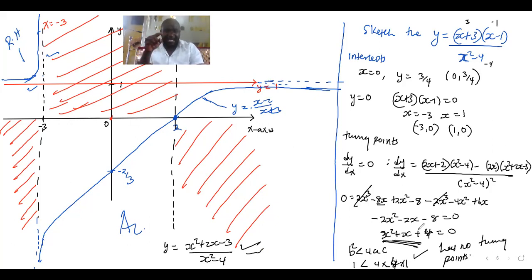If the question said, show that it has no turning points, just investigate: is b squared less than 4ac? 1 is less than 4 times 4 times 1. 1 is less than 16. Yes, hence it has no turning points. But some amateur students go ahead and use the quadratic formula. They waste time, they solve, they get complex roots. Then they find a calculator and say this is on a real plane and we are getting complex roots, it is impossible. We don't have turning points. But you as 5-star students, you can investigate using b squared less than 4ac. That is why I mentioned it in the notes.